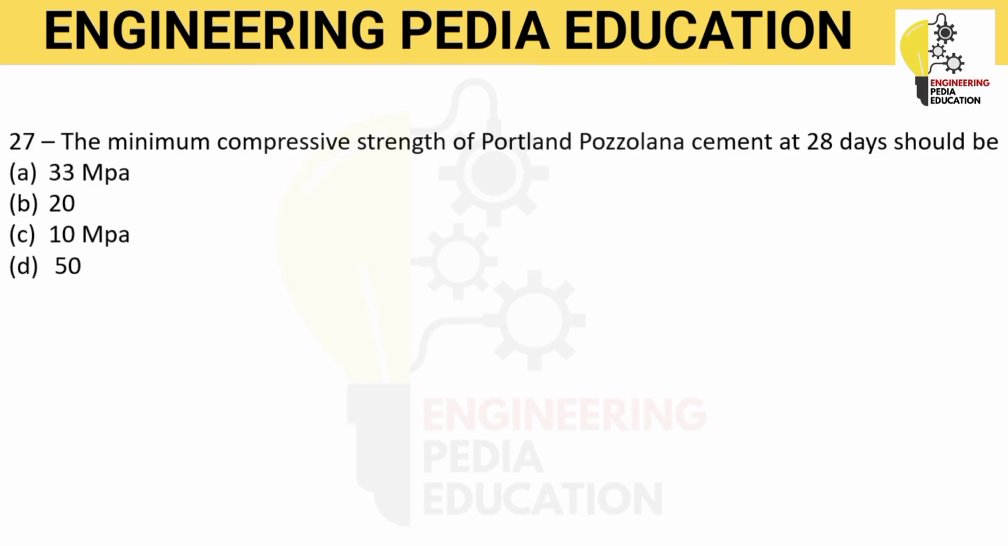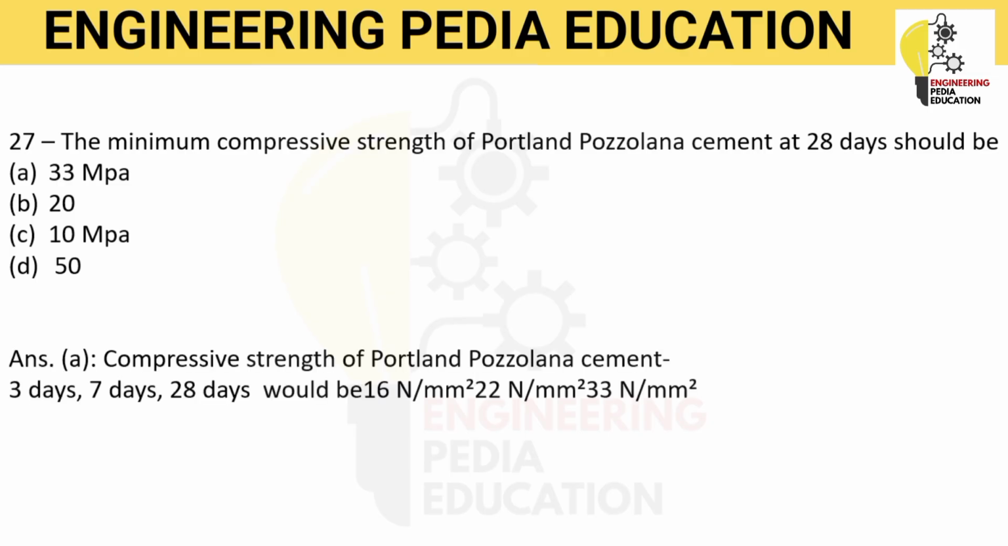The minimum compressive strength for Pozzolana cement at 28 days should be 33 MPa, 20, 10 MPa, or 50 MPa? So the correct answer is: for 3 days it would be 16, 7 days it would be 22 Newton per mm square, and 28 days it will be 33 Newton per mm square. So the correct answer for 28 days is option A, 33 MPa.